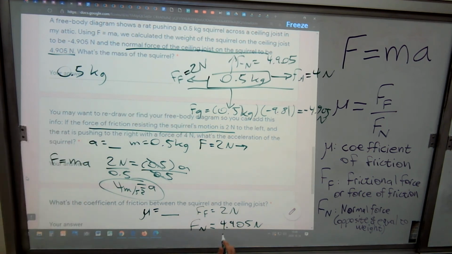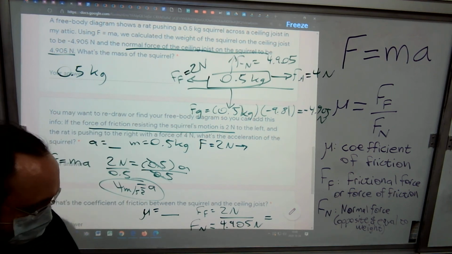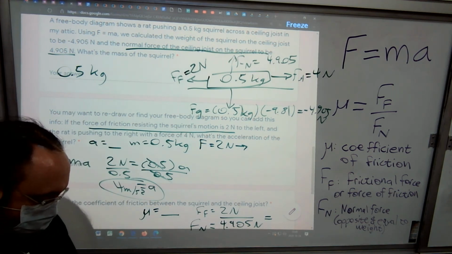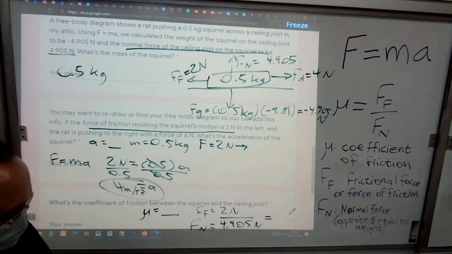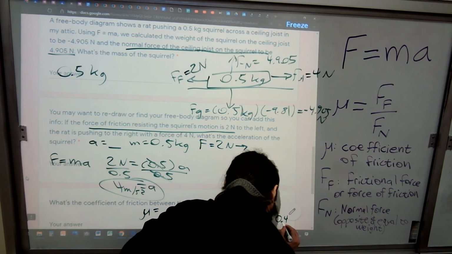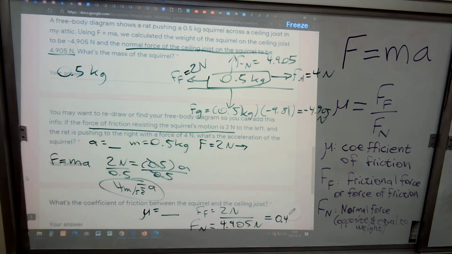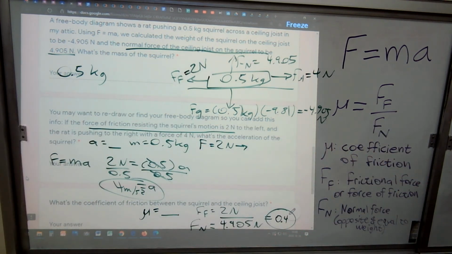Force of friction divided by normal force, so 2 divided by 4.905 is some kind of number. That's 0.41. I think I just said 0.4 in there. So we got the coefficient of friction.